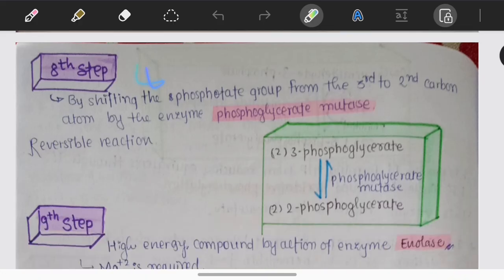Next, the eighth step, by the shifting of the phosphate group from the third to the second carbon atom. Phosphoglycerate mutase is the enzyme. Two molecules of 3-phosphoglycerate are converted into two molecules of 2-phosphoglycerate, and the enzyme is phosphoglycerate mutase. It is a change only between 3 and 2.